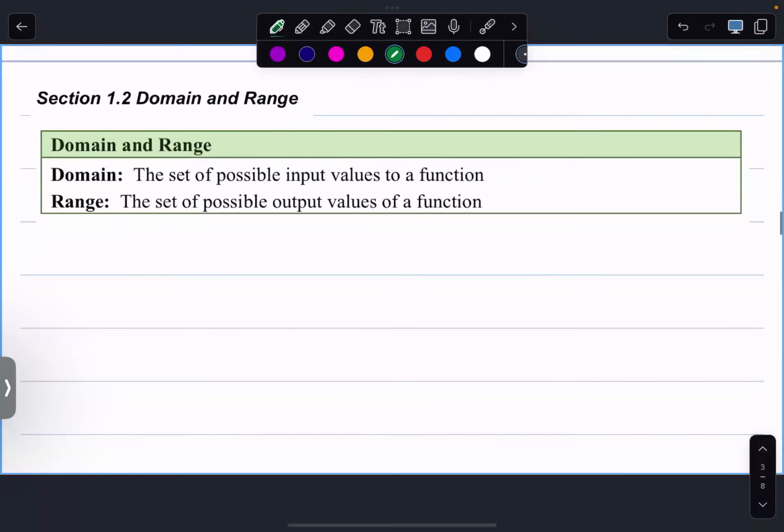Any questions before we start the next section, 1.2?